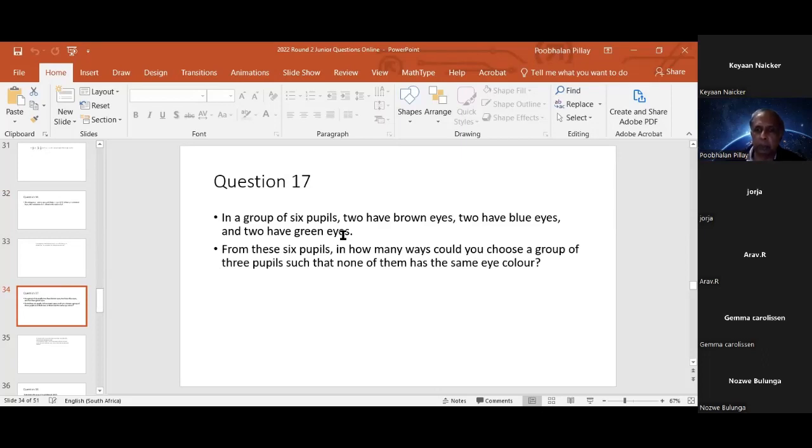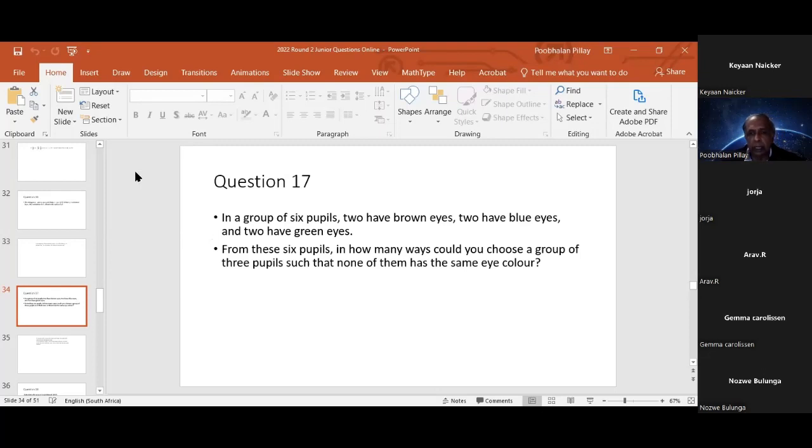These 6 pupils could be the pupils within the eyes of these 2 students. So if you have 3 people, 3 people have got 6 pupils actually. Each has got 2 pupils. Anyway, there's a bad choice of words here. In a group of 6 pupils, 2 learners, maybe we should say learners, then it's no difficulty. 2 have brown eyes, 2 have blue eyes, and 2 have green eyes.